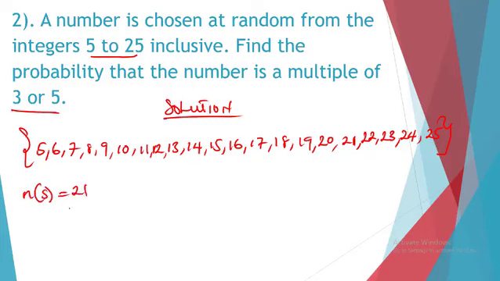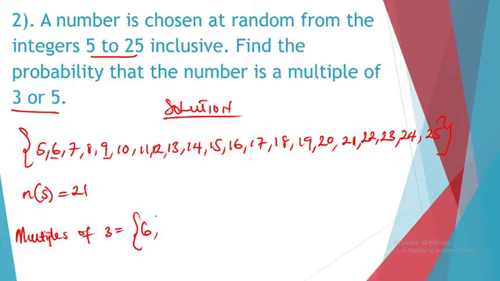21. Okay, and we are asked to find the probability that the number that is chosen at random is a multiple of 3 or what? Multiple of what? 5. So we start by finding the multiples of 3. Multiples of 3. We have the multiples of 3 to be 6. We have 9.